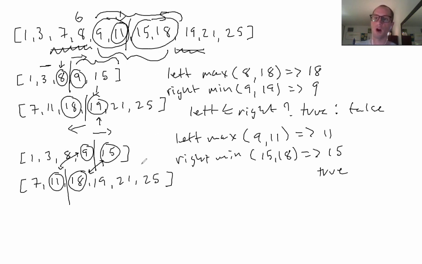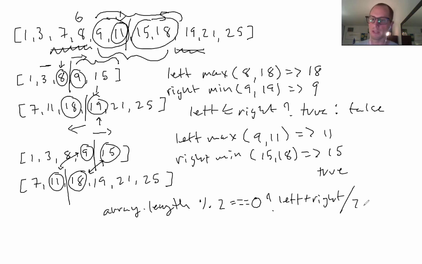So if the array length mod 2 equals 0 and it's even, then that means we want to return left plus right divided by 2, right? So that would mean the midpoint existed between these two numbers if the length of our array is even. So we would add these two numbers together and then divide them by 2 to get the median value.